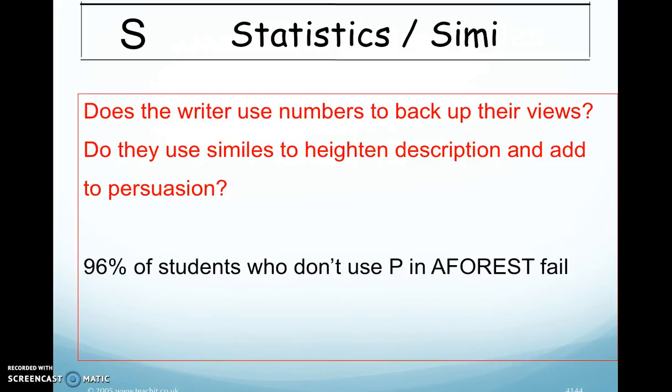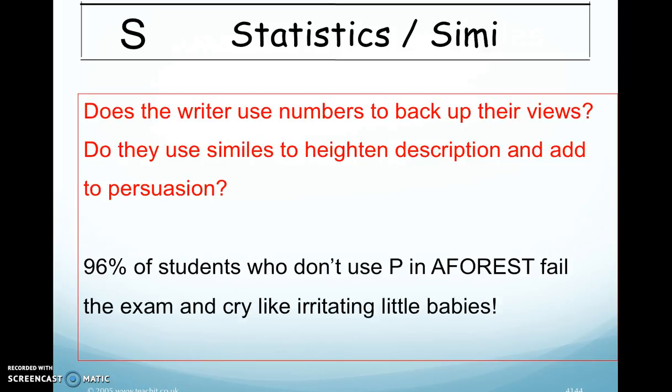So, "96% of students who don't use Pea in a Forest fail. You should probably use it then. Fail the exam and cry like irritating little babies." You can see there the word like, an indicator of the fact that this is indeed a simile that we're looking at here.